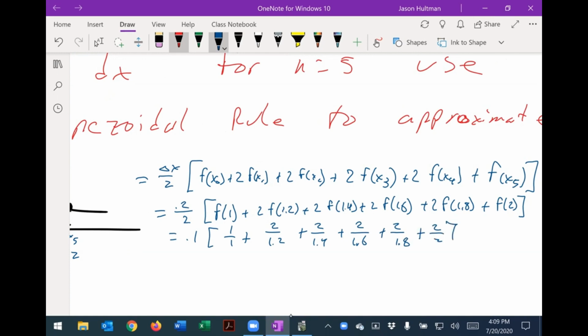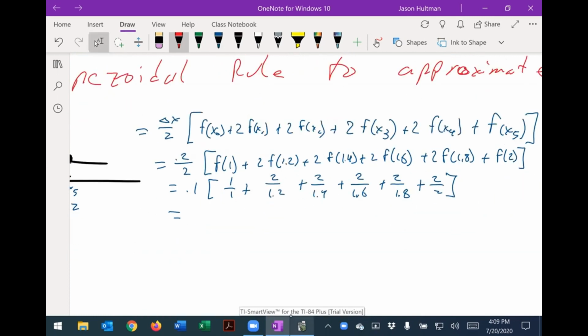If you plug all of that into a calculator, you'll get an approximate answer. Oh, this is not 2. I'm sorry, this is 1. I got carried away there. This is 1 over 2, because there's only one f of 2. And remember, what's f of x? F of x is 1 over x. So this is equal to 0.695635.